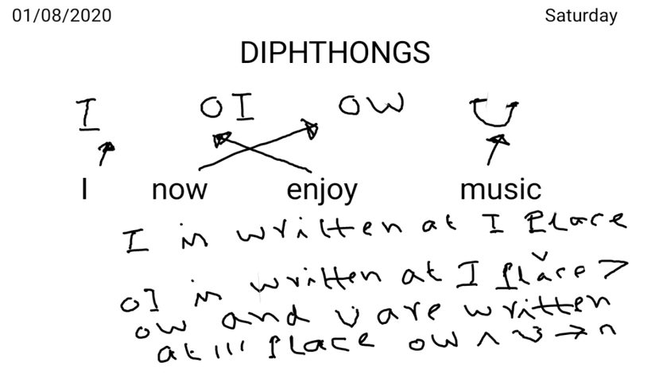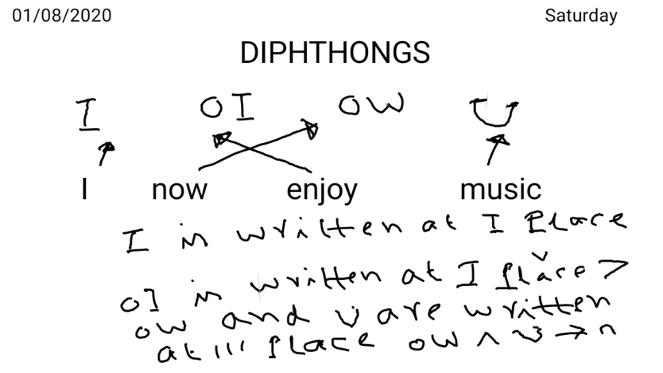Today I am taking up lesson number 5, that is diphthongs. Diphthongs means they are union of two vowel sounds in one syllable. There are four common diphthongs.